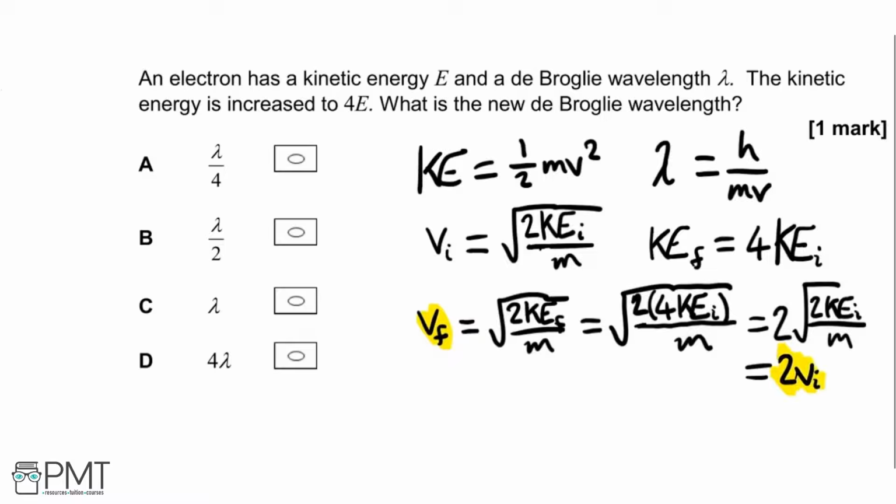Now, we don't need to do this lengthy process for the second equation. We can see quite clearly there that the de Broglie wavelength is inversely proportional to the speed. So if the speed doubles, that must mean that the de Broglie wavelength halves. And the only answer where the de Broglie wavelength halves is answer B. So there's our answer.